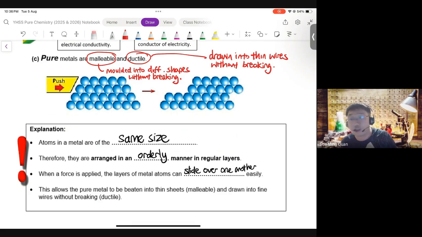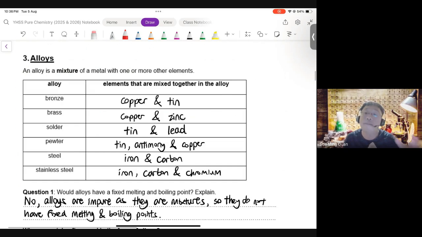Now, this is not necessarily desirable in an actual application of metals. You may not want the metal to change shape so easily. You may not want the metal to deform so easily. So, how then do you achieve greater strength? To achieve greater strength, we will use a mixture of a metal with other elements, and this is called an alloy. Now, an alloy is a mixture of a metal with other elements.